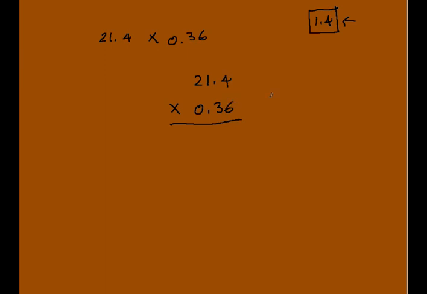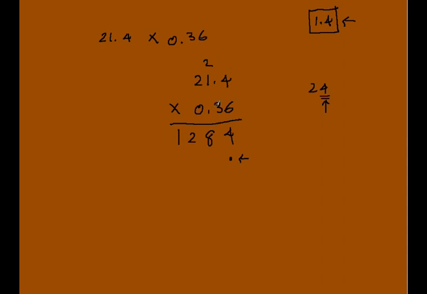So 6 times 4 is 24. We're going to write down the 4 and carry the 2. 6 times 1 is 6, plus 2 is 8. 6 times 2 is 12. Again, do we write here for the next number here? No, we don't ever write here.